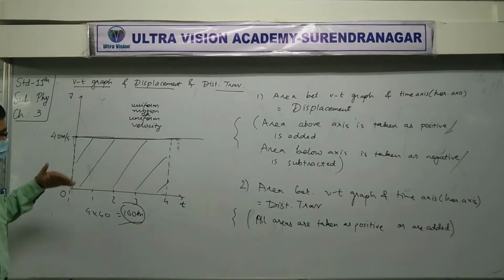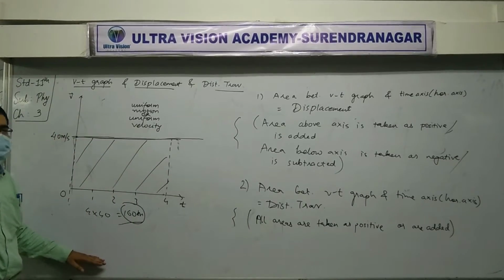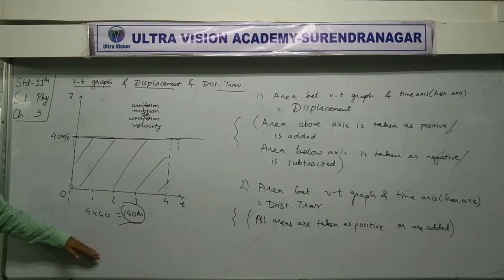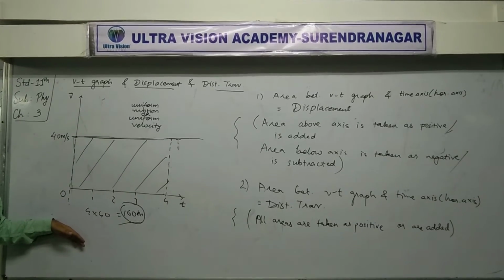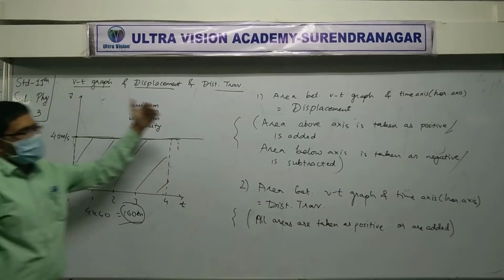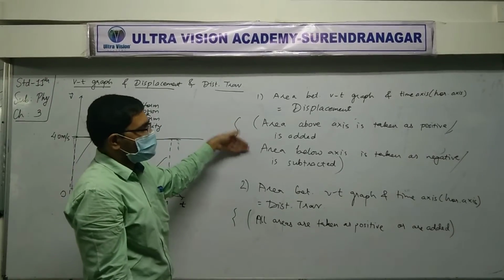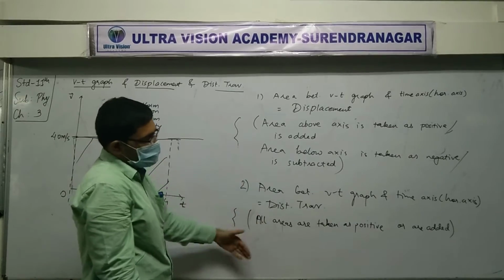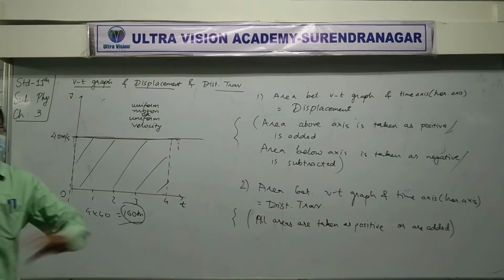So basically when the graph goes below the axis, velocity will become negative. Clear or not clear? When the graph goes below the axis, the velocity becomes negative. Understood? Yes. Okay. So that's the reason why here we have to subtract it or take it as negative, and in distance traveled direction doesn't matter.